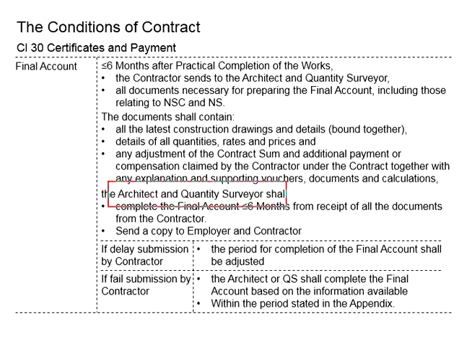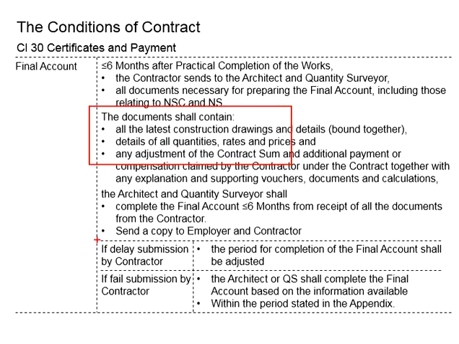And then the architect and quantity surveyor should complete the final account within 6 months from the receipt of all the documents from the contractor. Once this final account is completed, they will need to send a copy to the employer and also the contractor. This is to make transparent to both the employer and the contractor, informing the employer the amount to be paid to the contractor, and also making known to the contractor the amount that is entitled to the contractor.